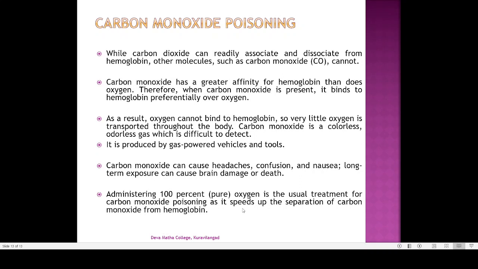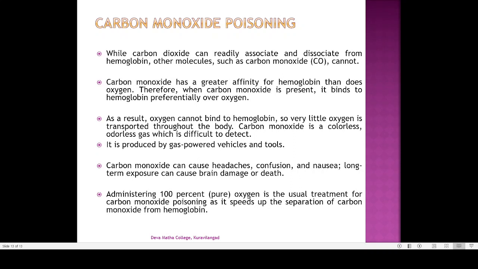So what is the remedy? The remedy is giving 100% pure oxygen. If a person has inhaled a lot of carbon monoxide, doctors will usually administer a lot of pure oxygen, 100%. Normally our air is only 21% oxygen. So instead of that, we give 100% pure oxygen to the patient to breathe, and that speeds up the separation of carbon monoxide from hemoglobin.